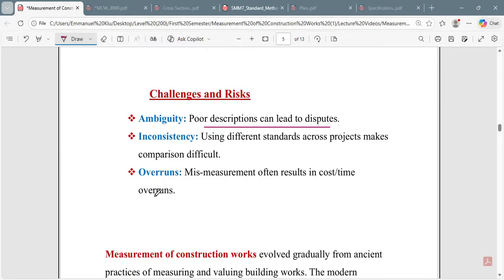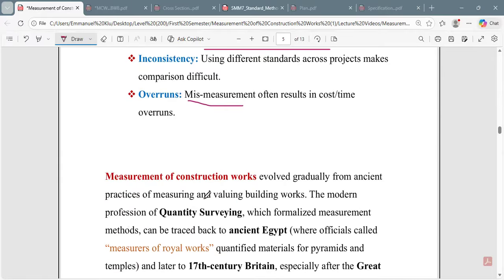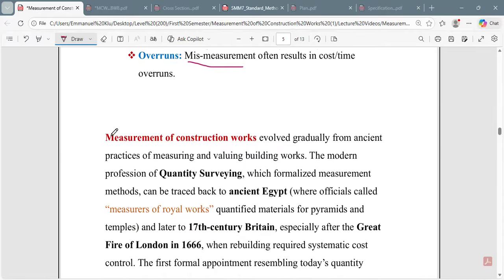Another challenge is overrun. That is, mismanagement often results in cost or time overrun. If you don't manage well, at the end of the day it's going to affect you greatly.